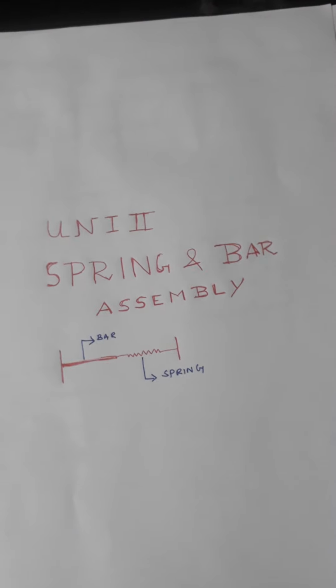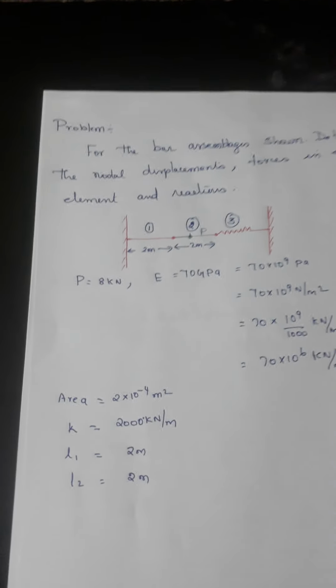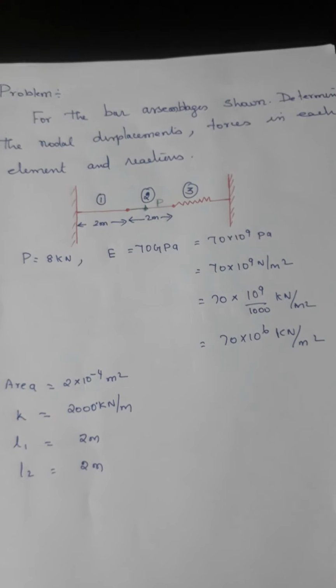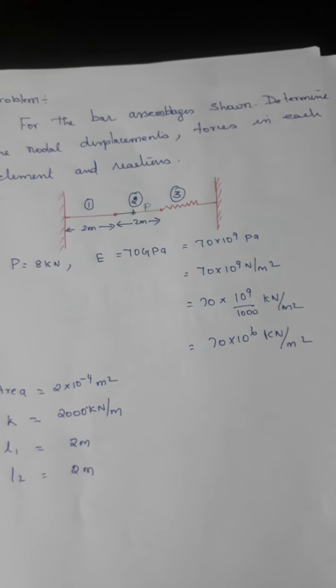We are going to see the problem in unit 2 regarding the spring and bar assembly. Here the bar and the spring are joined together. We have to find out the displacements, reaction forces and the stiffness matrix. The bar assembly is shown; determine the nodal displacement, forces in each element, and reaction.